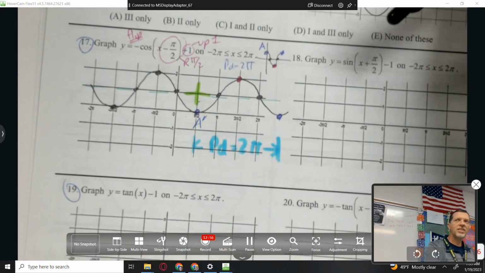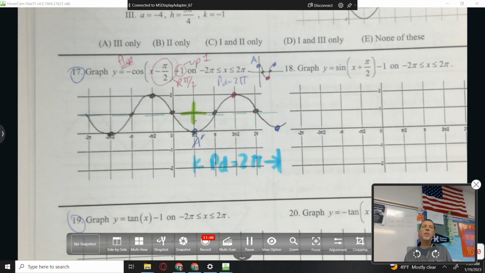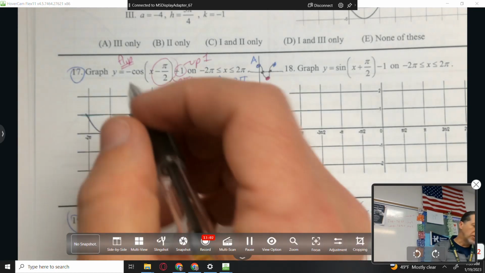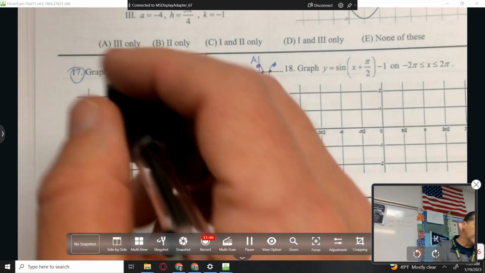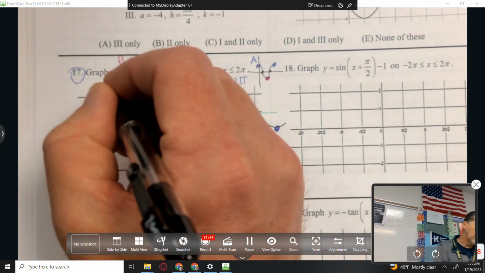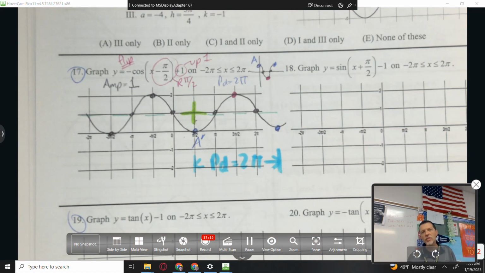Question? How do you know what the maximum is? If it doesn't have a number, we didn't talk about it. I didn't ask for it. So what is the amplitude of this graph? 1. Because there's not a number out front, so it's 1. So I would just go 1 up and 1 down.